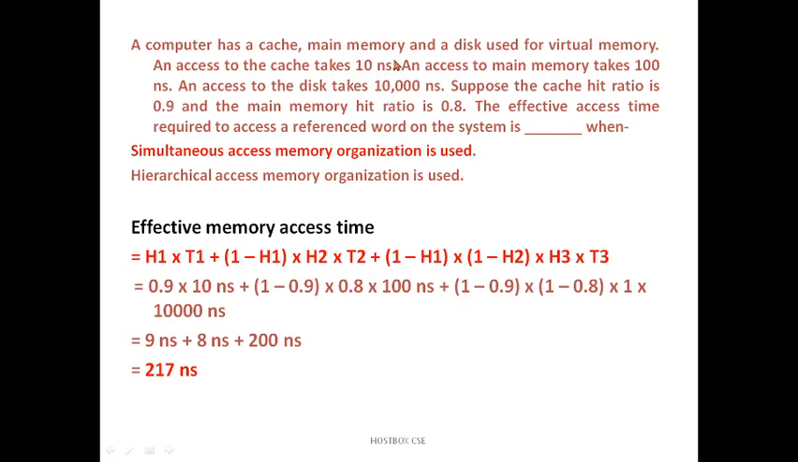Here it is given that an access to the cache takes, an access to the main memory takes 100 nanoseconds, and an access to the disk takes 10,000 nanoseconds. A disk takes 10,000 nanoseconds. Overall level 1, level 2, level 3 take 10,000 nanoseconds. That much speed is there.